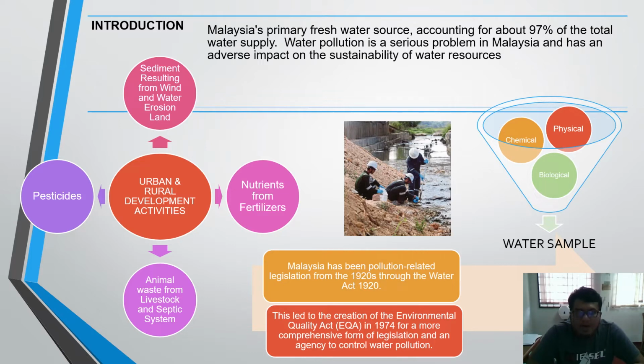With many types of pollution, the nation started pollution-related legislation from 1920 through the Water Act. Unfortunately, this act was not comprehensive and not sufficient to control water pollution. This led to the creation of the Environmental Quality Act in 1974, for a more comprehensive form of legislation and agency to control water pollution in Malaysia.